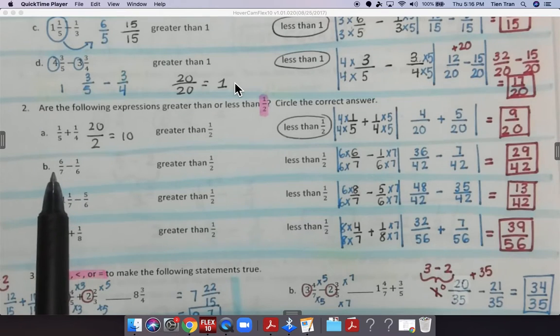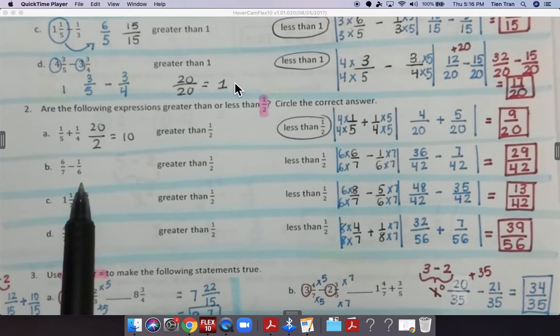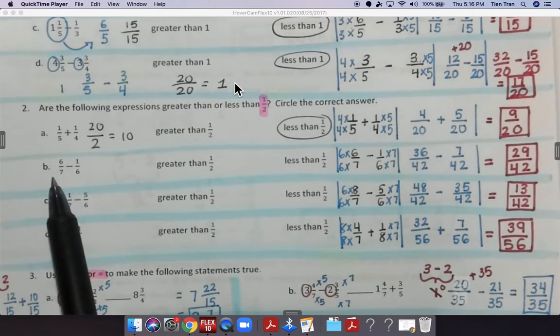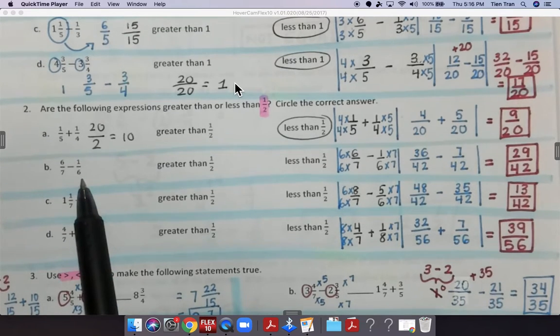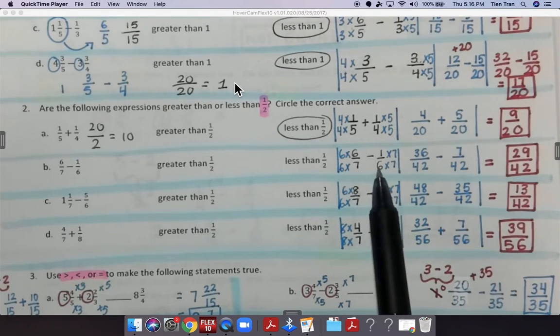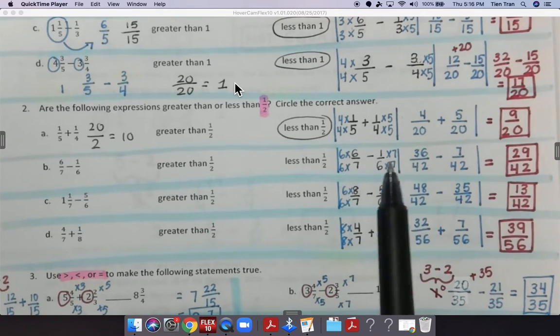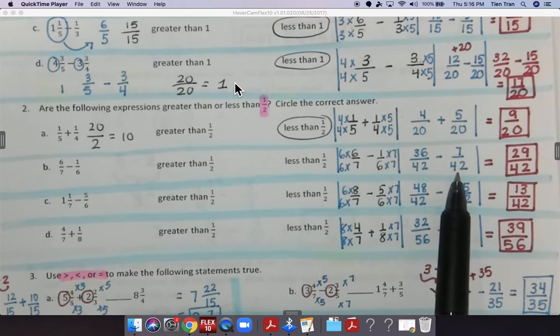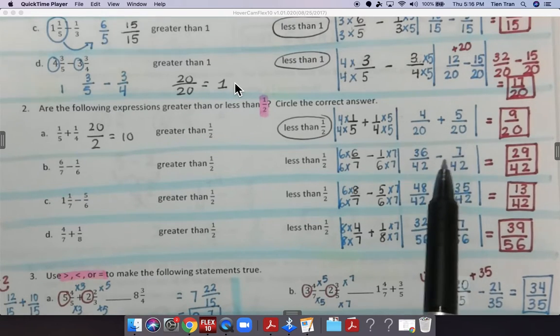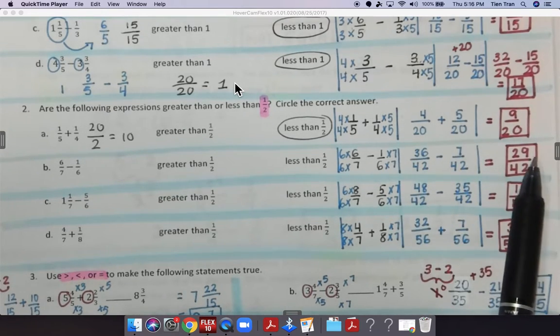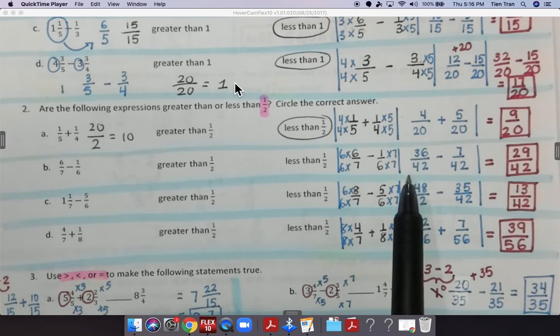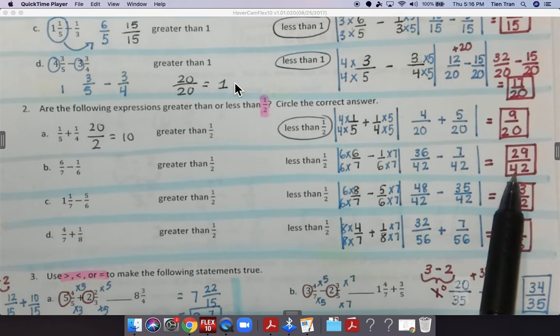For problem B, I have 6 sevenths minus 1 sixth. So I'm going to find the common denominator for 7 and 6, which is equal to 42. 7 times 6 is 42, 6 times 6 is 36, 6 times 7 is 42, 1 times 7 is 7. I have 36 minus 7, which is equal to 29. My denominator is 42. I bring it right over.